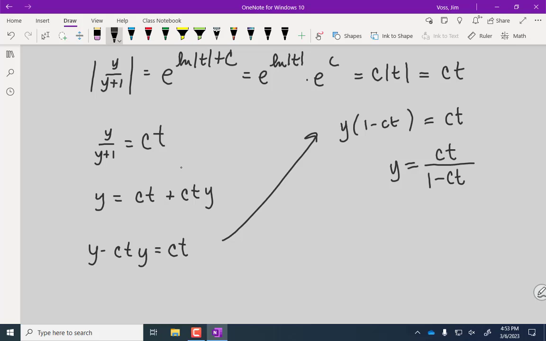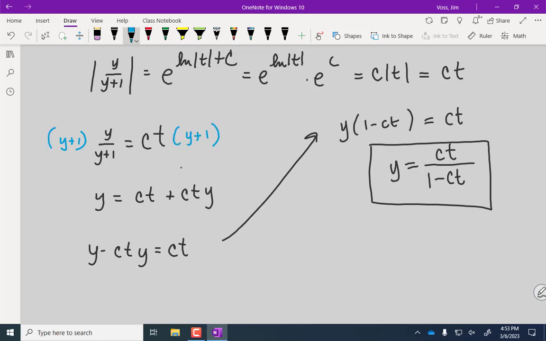All right, any algebra step that you are not 100% clear on? Multiply, subtract, factor, divide. So when you go ahead and multiply by y plus 1 on both sides, where's the 1 going? CTY, CT1.